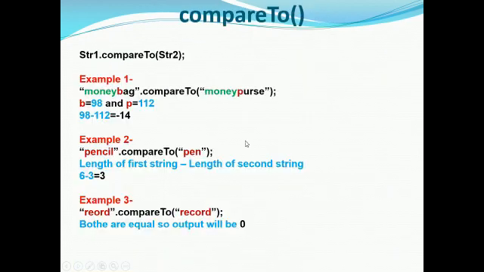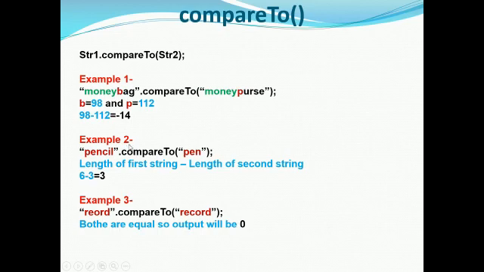Now the next example: str1 compareTo str2. Suppose we have two strings. str1 is money bag and str2 is money purse. We will compare these two strings. Money is the same in both strings, so we leave it. Then bag and purse. We will compare B and P. The ASCII code of B is 98 and the ASCII code of P is 112. So 98 minus 112 is equal to minus 14. The answer will be minus 14.